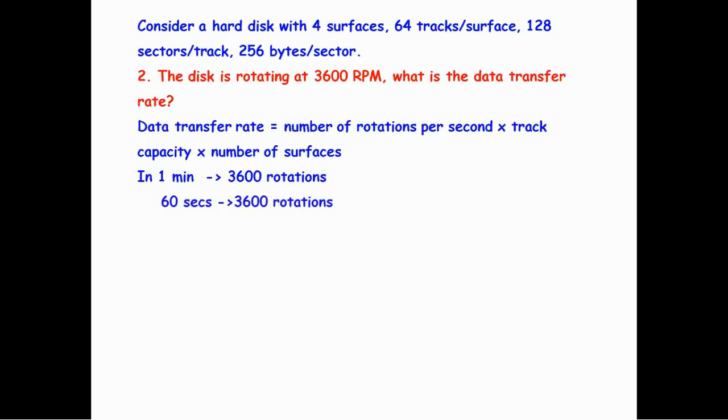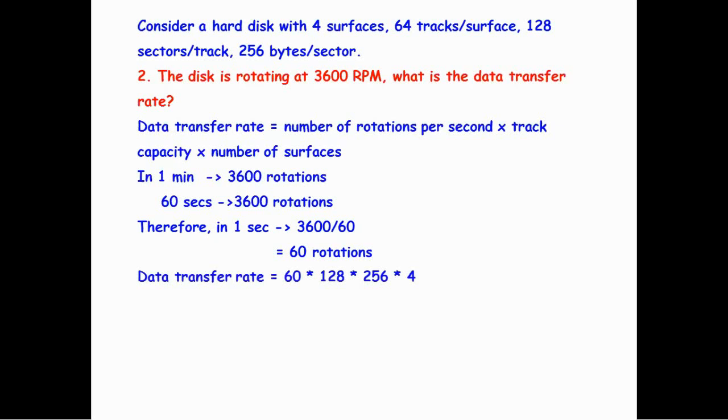We need to compute how many rotations are made in 1 second. So it can be computed by dividing 3600 by 60. If we divide, we get 60 rotations. Hence, in 1 second, 60 rotations are made. Now, data transfer rate can be computed, which is equal to 60 into, for track capacity, just multiply sectors per track and bytes per sector values. So, we get 60 into 128 into 256 into the number of surfaces given in the problem, which is 4.